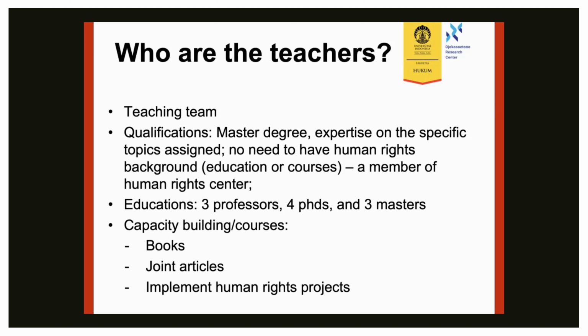As for education, so far we have 3 professors involved, 4 PhDs, and 3 master's lecturers. And usually we have routine capacity building courses. We used to have specific courses for us. However, now I think everyone is so busy. So instead we buy books from outside, and we have mandatory joint articles among us. We also have a couple of human rights projects involving all of us. So at least we enhance ourselves by doing the projects.